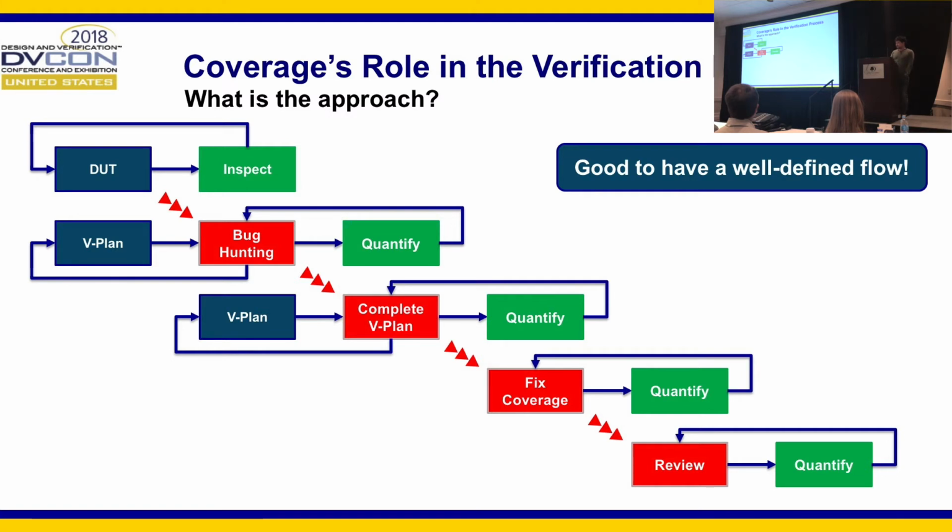The next phase will be something like completing the verification plan. It involves the same two components, the verification plan and the coverage tool. And I agree that these two phases overlap. So when you are writing assertions for bug hunting, you also complete bullets in your verification plan. So these two phases overlap.